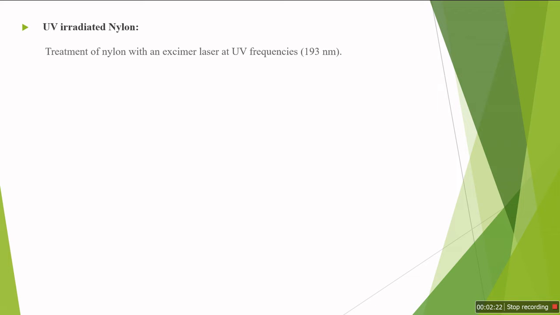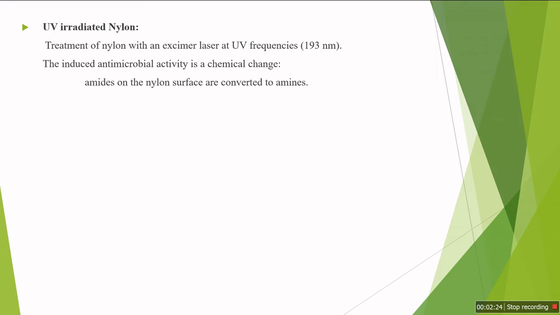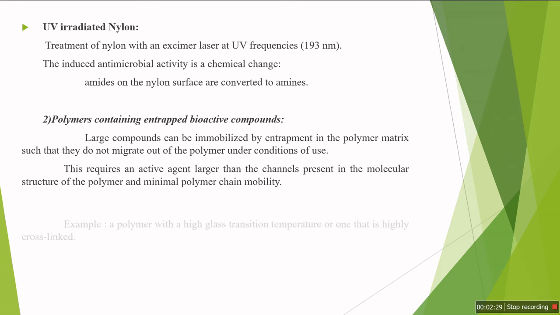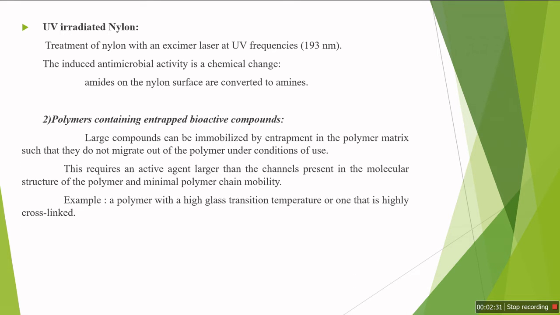In the UV irradiated nylon, the nylon is treated with an excimer laser at a UV wavelength of 193 nanometers. The induced antimicrobial activity is a chemical change where the amides on the nylon surface are converted to amines.